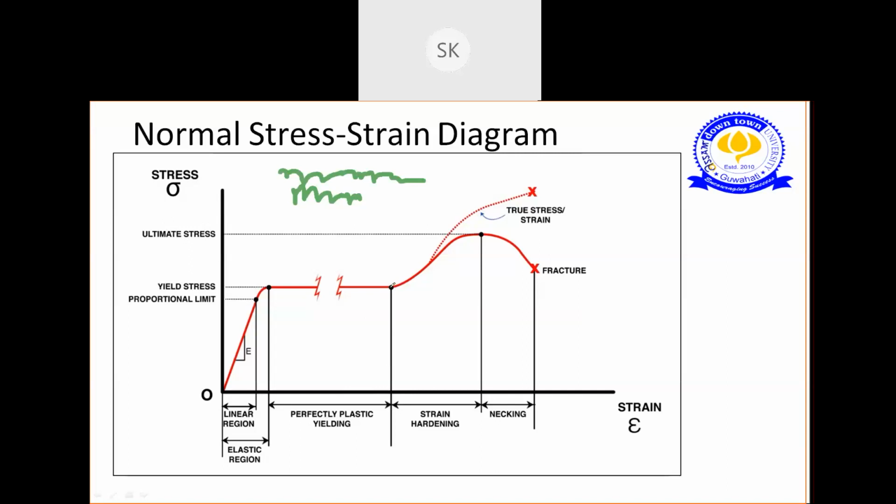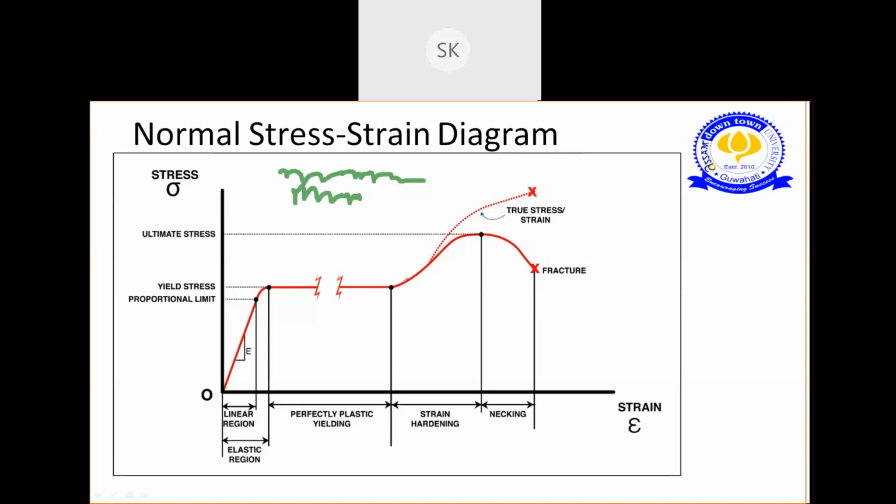Now after this point, the shape of the curve changes. It will get elongated, it will give you strain, there will be a change in elongation, but there will be a highest point, which is called the ultimate stress. This is the ultimate load or ultimate stress a material can take. Then this part is called the strain hardening part. We'll discuss it in more detail in the next classes.